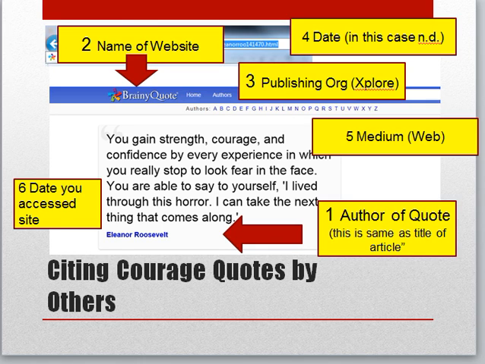Here's what Eleanor Roosevelt said about courage. And if you look at the different parts of this online resource, you'll see that the author of the quote is Eleanor Roosevelt. And the name of the website is BrainyQuote here. Publishing organization, here it's Explore. Then there's a date. In this case, there's no date for the quote, so we don't know when Eleanor Roosevelt actually said this, or it's not here. Then the medium is the web. The other choice is print. And then the date that you accessed it, which will be the date that you looked it up.